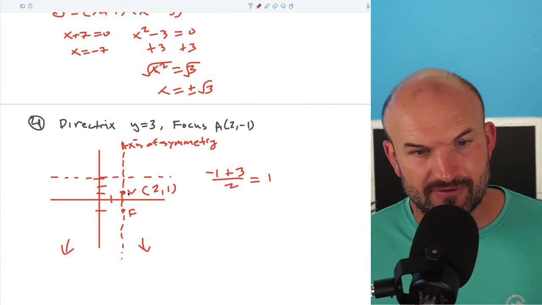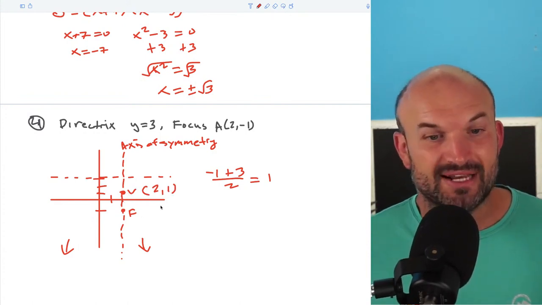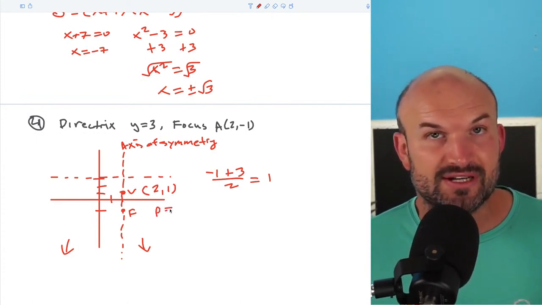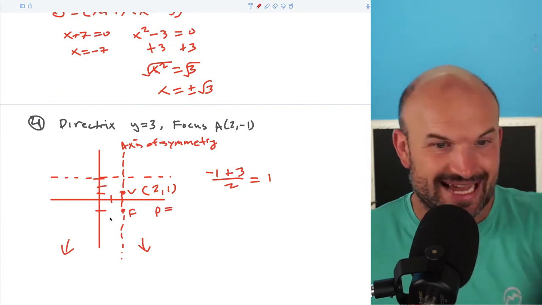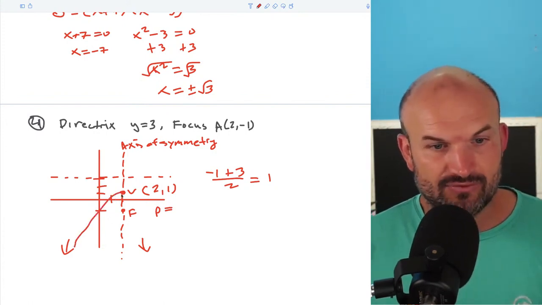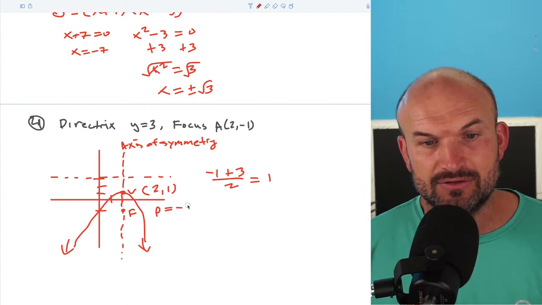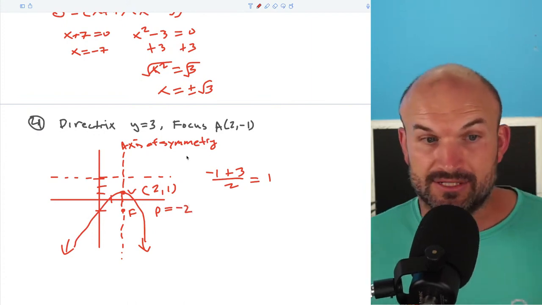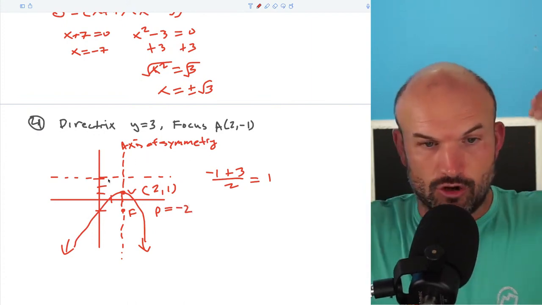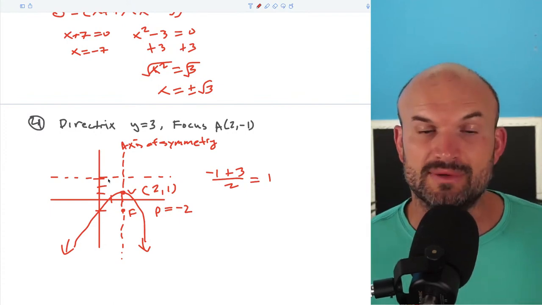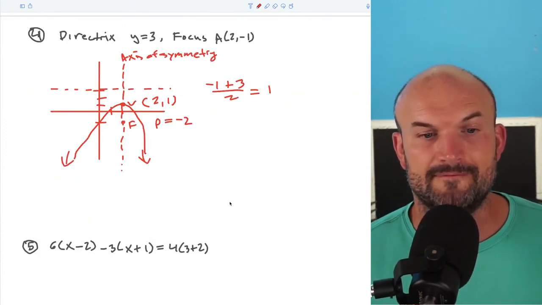The distance from my vertex to my focus is 1, 2, right? That's going to be my p. But notice that we're going in the negative direction, right? We're going down, so it's very important to recognize that we're going down. So therefore, p is equal to -2. All right, so now we have a vertical parabola that's opening down. We just need to know the formula for a vertical parabola that opens down.